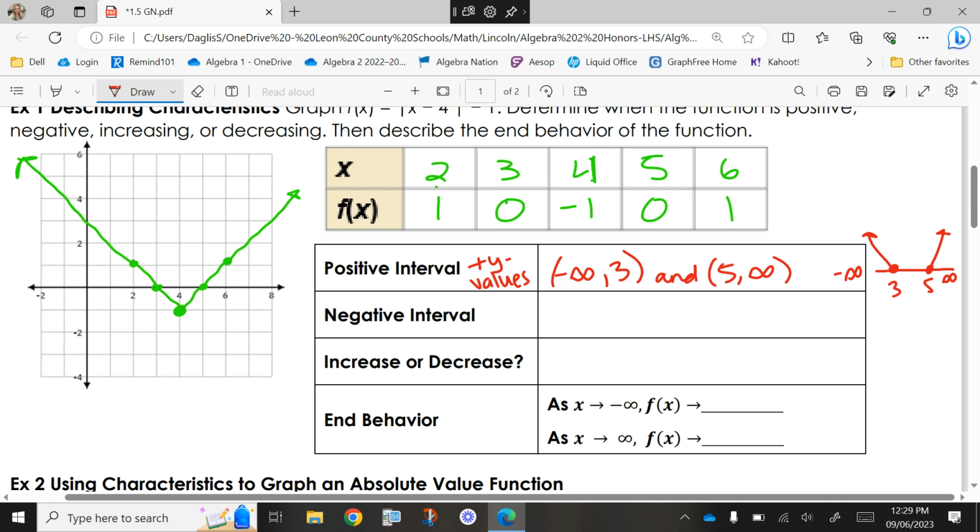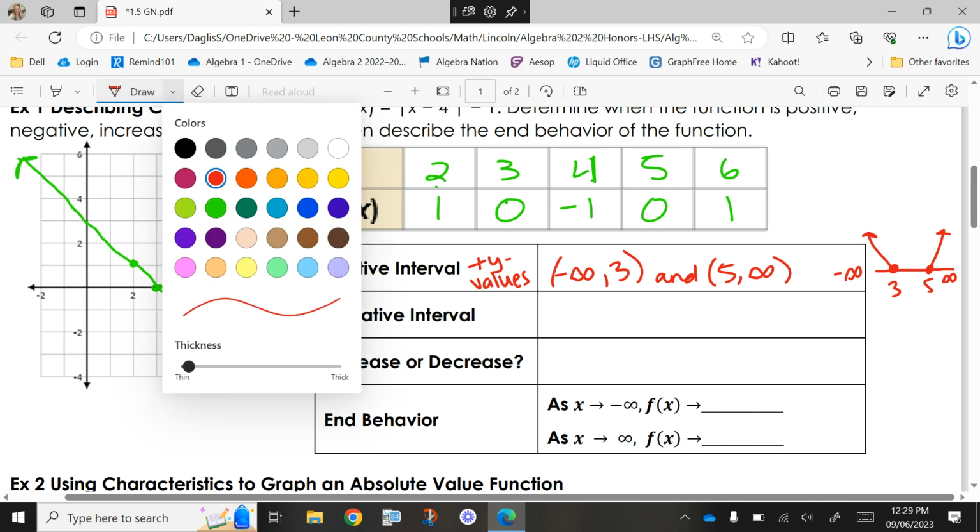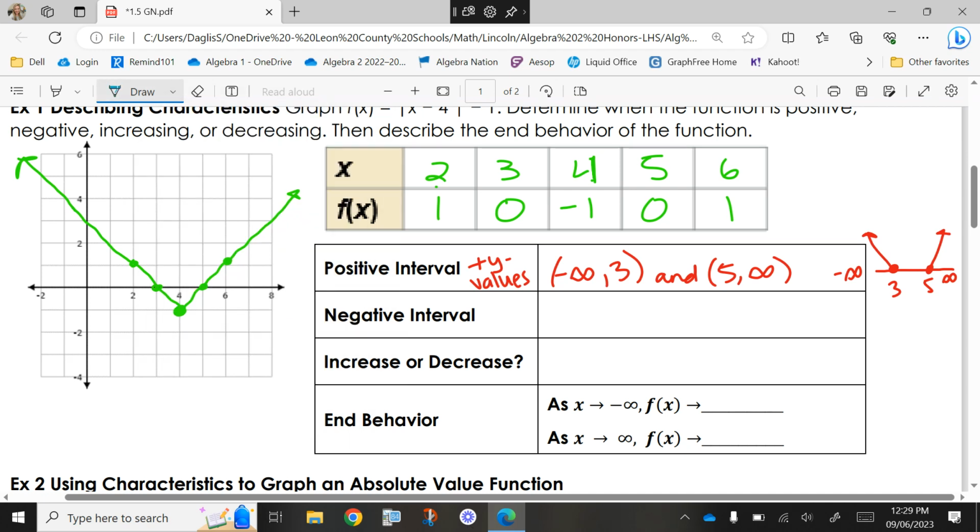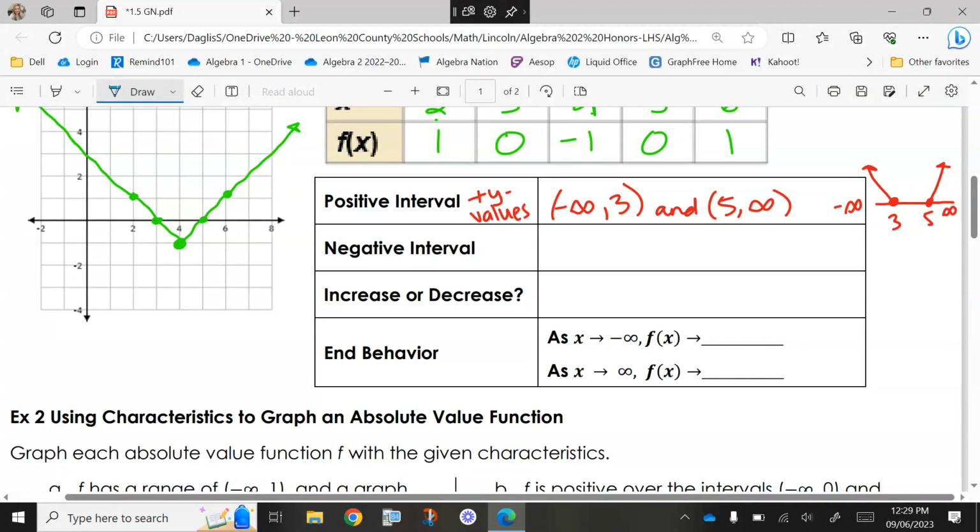3 and 5 give you a y value of 0, which is not a positive number technically. So it's going to stay at an open parenthesis. Okay. Next, my negative interval. So where on this absolute value do we dip under the x-axis? So these are looking at negative y values.